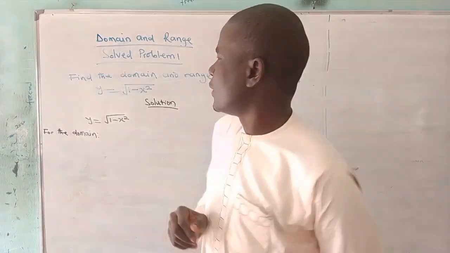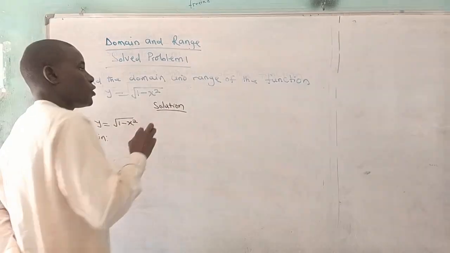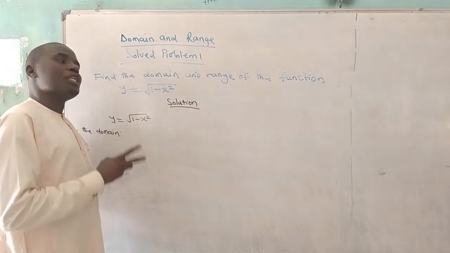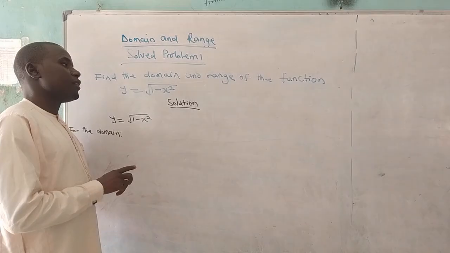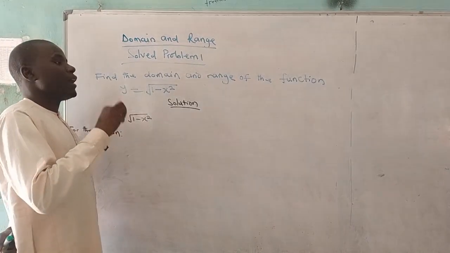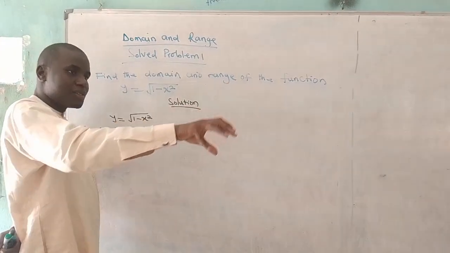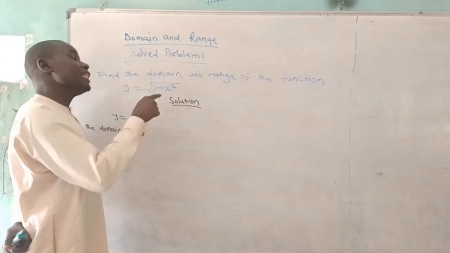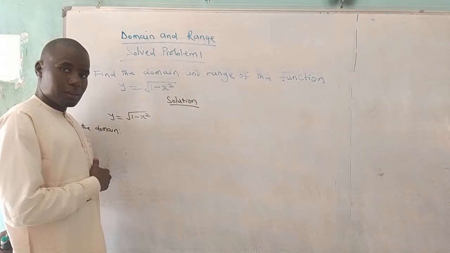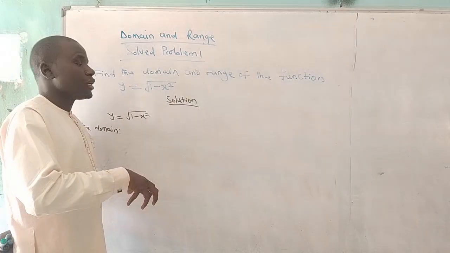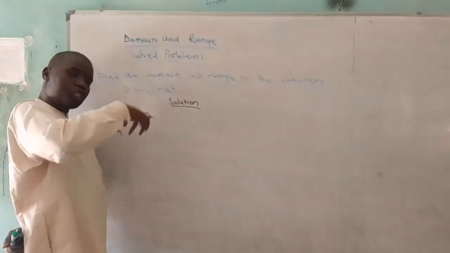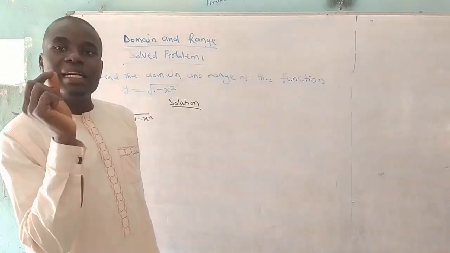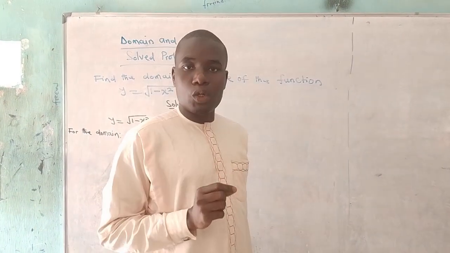So look at this carefully. When you are given a function and you are asked to find the domain of that function, what it means is that you are to find all the set of values of the independent variable for which the function or the dependent variable will have real values.